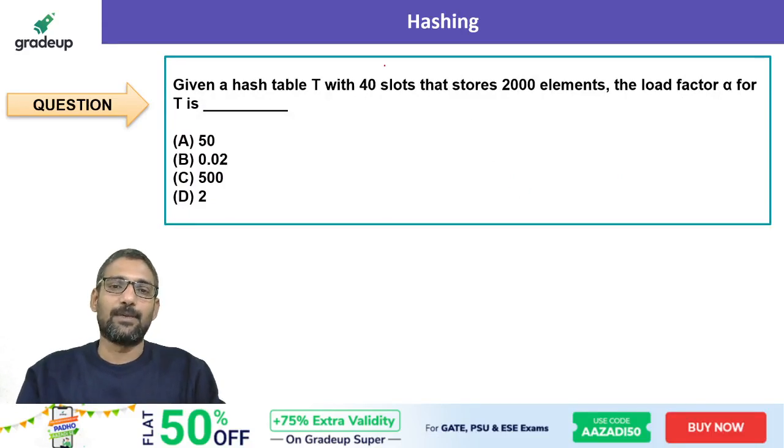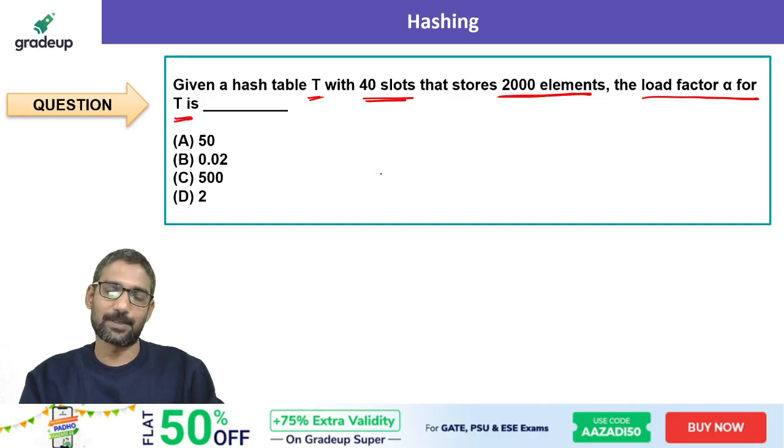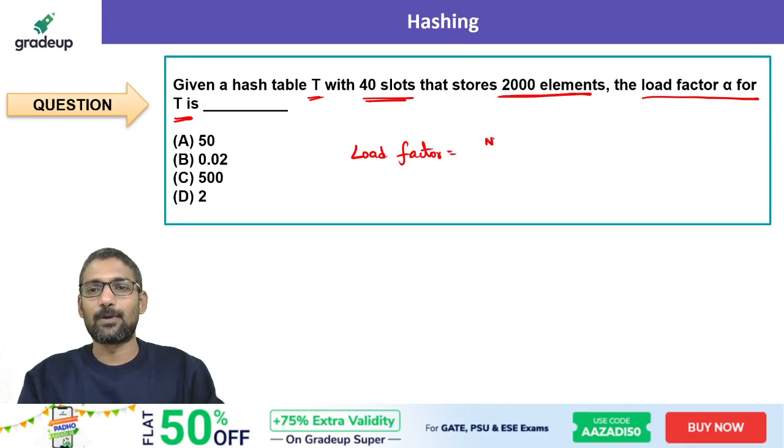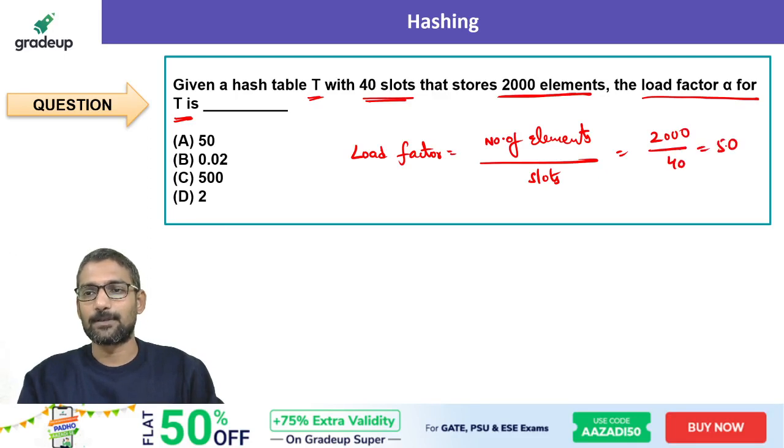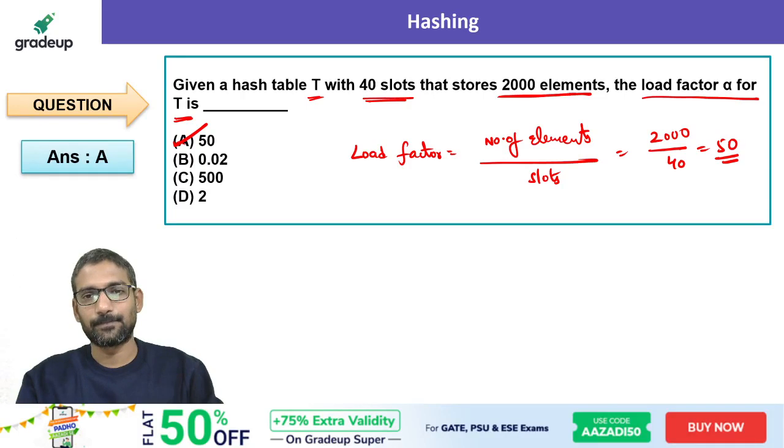Next question. Given a hash table T with 40 slots that stores 2000 elements, then the load factor for T is. Straight question. What is the formula for load factor? Number of elements divided by number of slots. So 2000 divided by 40, that is 50. The right answer is option A. Okay. Next question.